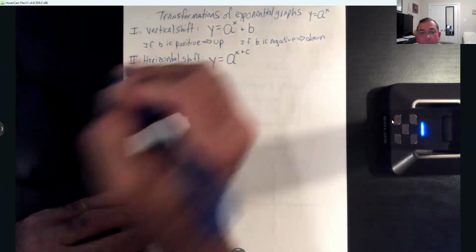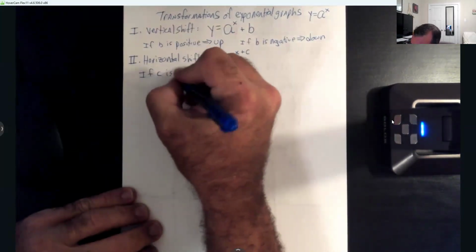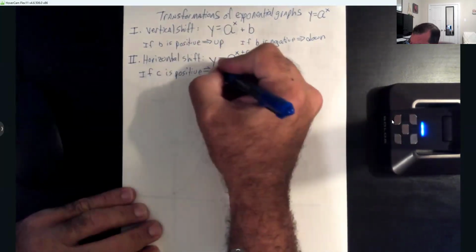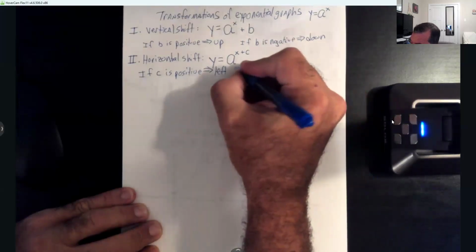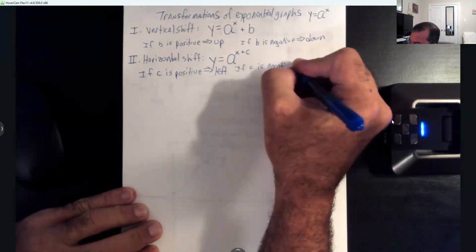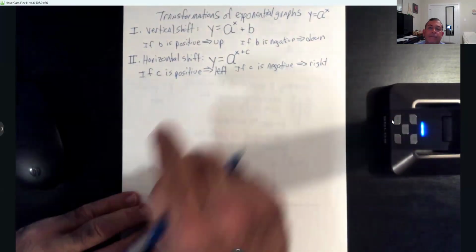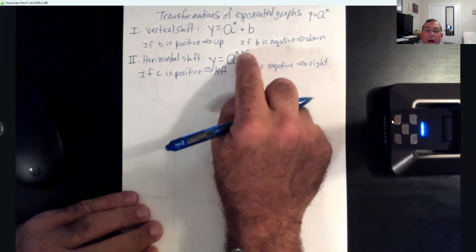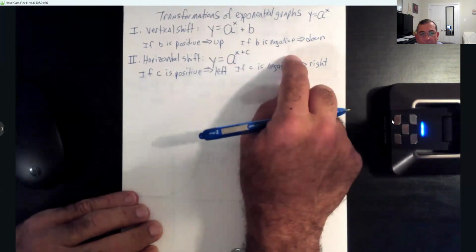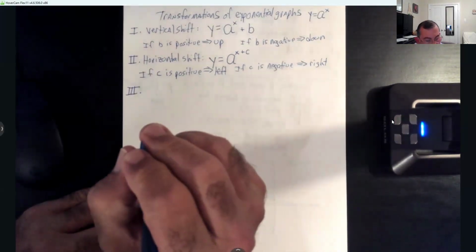But y'all are still backwards. Because if C is positive, so if C is positive, I'm still going to go left. And if the C is negative, then we're going to go to the right. So the horizontals are always opposite what you think. When you add, this actually goes left. When you subtract, it'll go to the right, okay? All right.